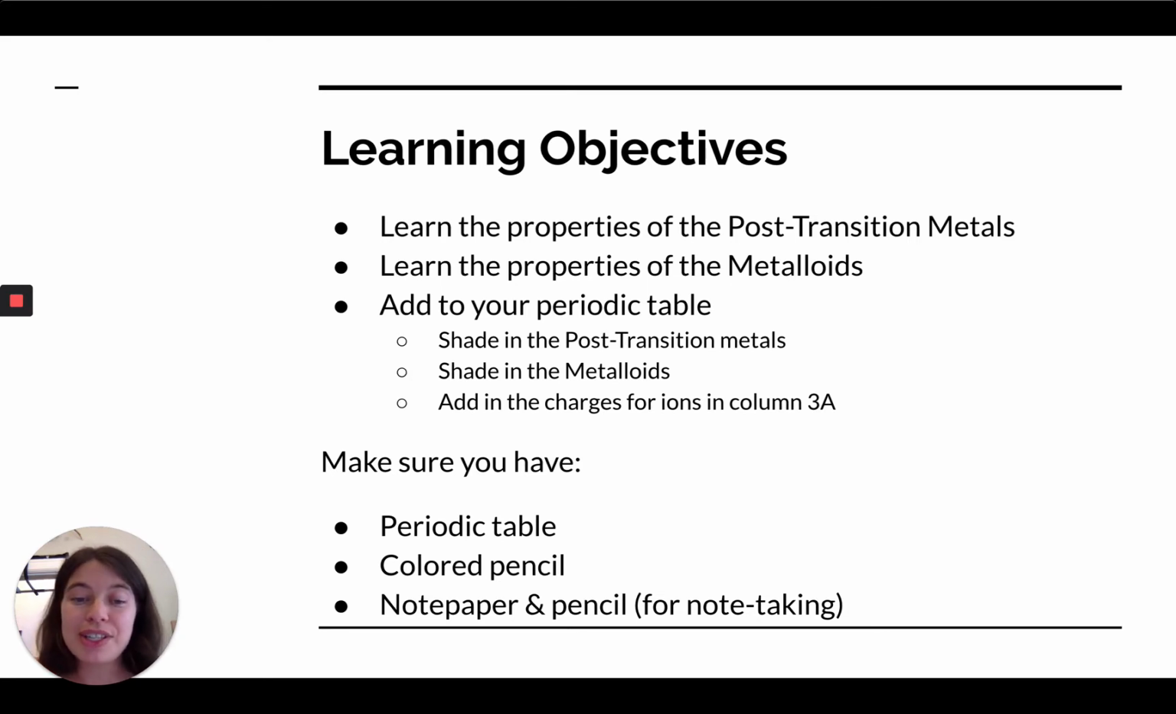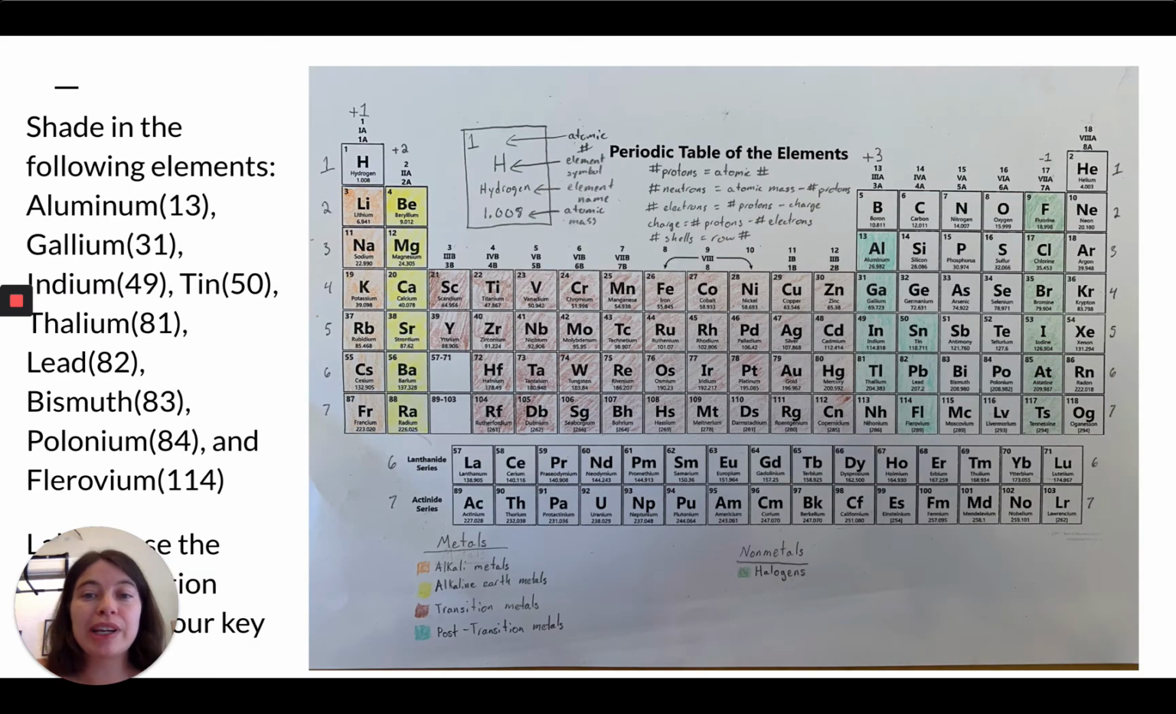Before we get started, you're going to need your periodic table, some colored pencils, and notepaper and a pencil for taking notes with. So we're going to start with the post-transition metals.